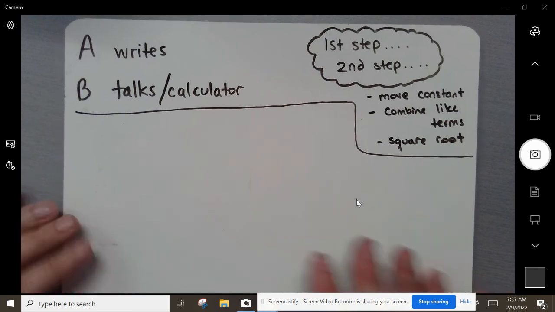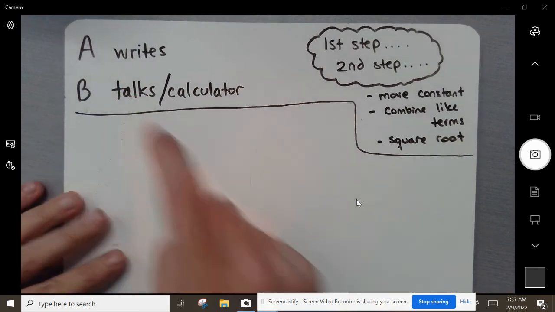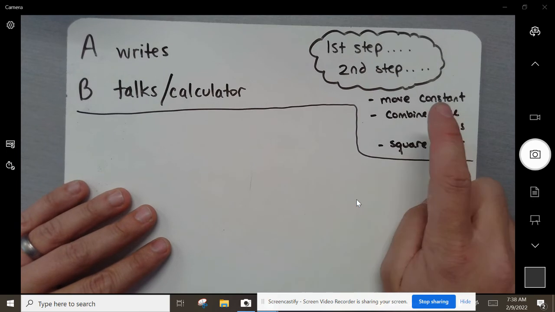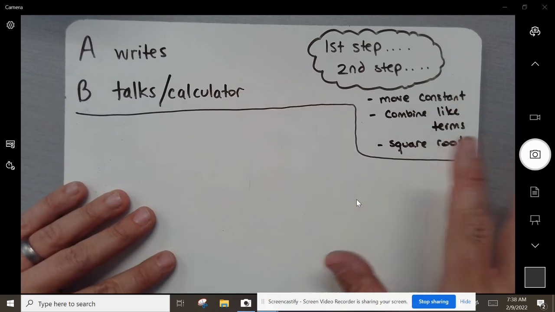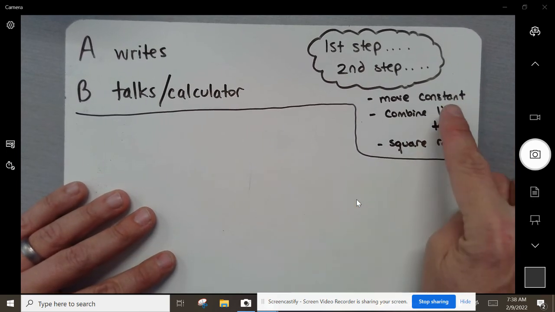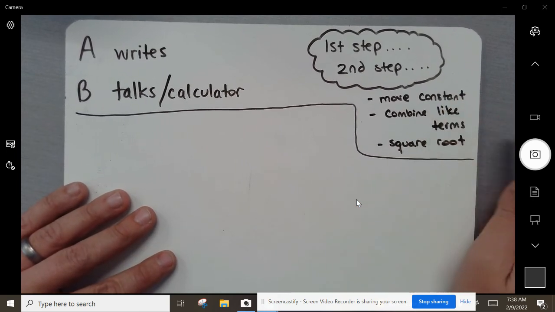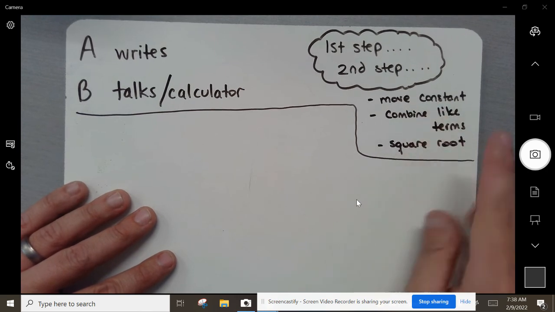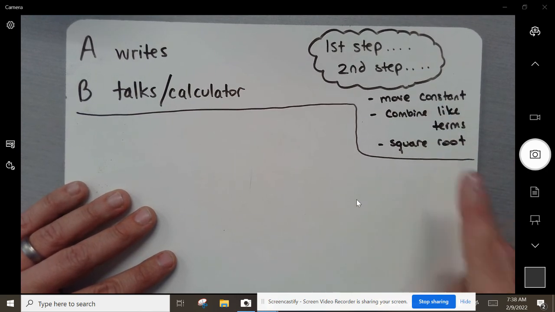So making sure you understand that A writes, B talks, and when B is talking, make sure it's first step, second step, okay? When you're talking, if you want to look up here to get any help, move constant over to the right, maybe by subtraction, all right? Combine like terms could be another step too. These are never going to be together though, okay? And then at the end, you're square rooting and then eventually rounding, correct?